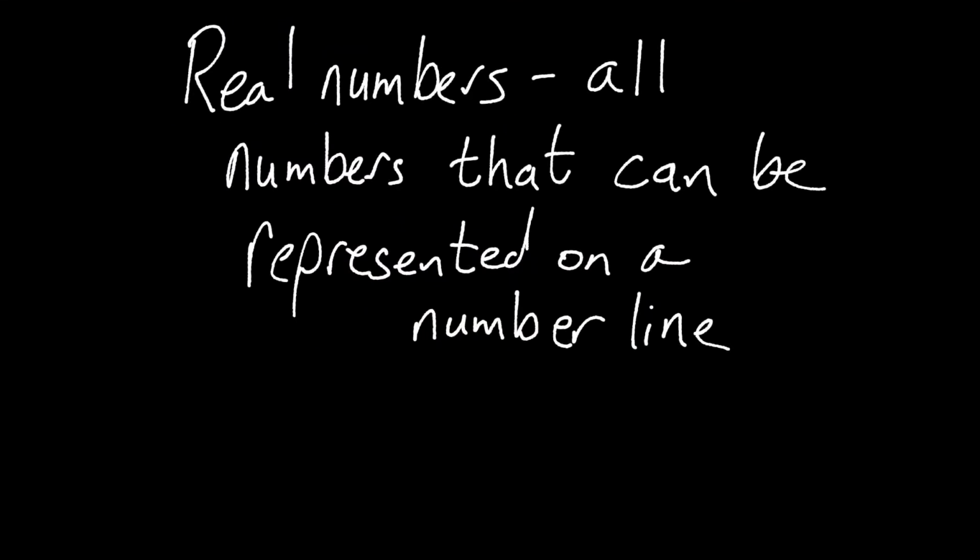Now, the fancy definition for real numbers is all numbers that can be represented on a number line. This includes numbers like -7, 0, 5.2, and the like. But under the umbrella of real numbers, we have several subcategories that numbers could fall into. So we're going to address these subcategories, give some examples of them, and see what we can learn from it.